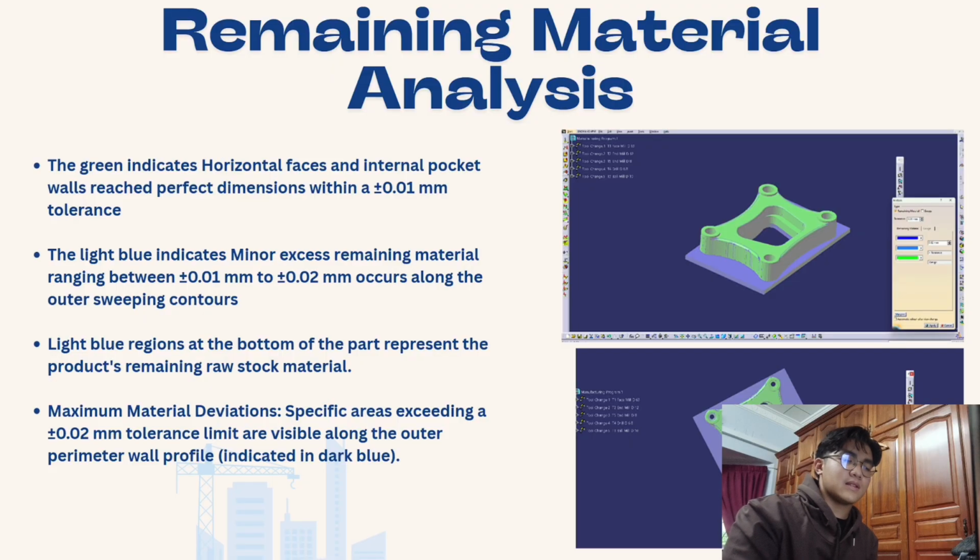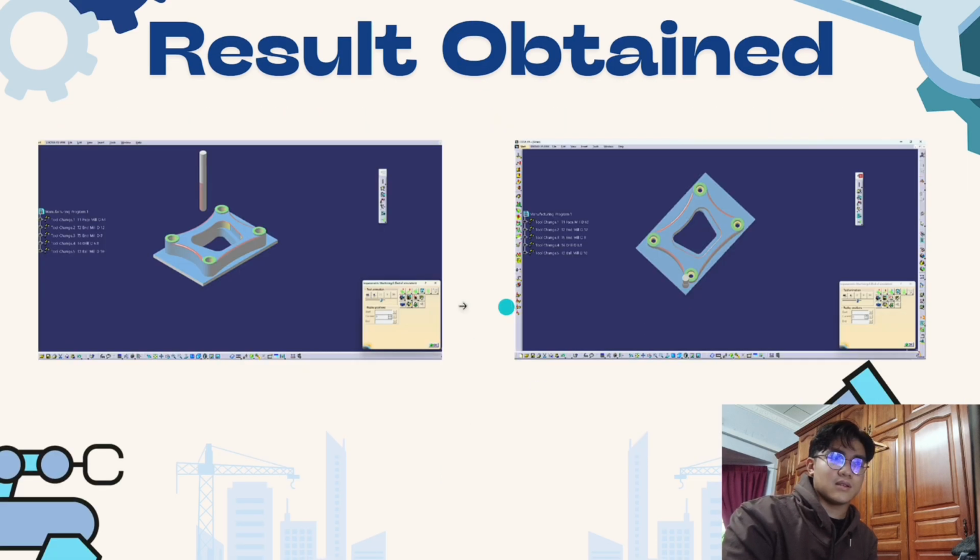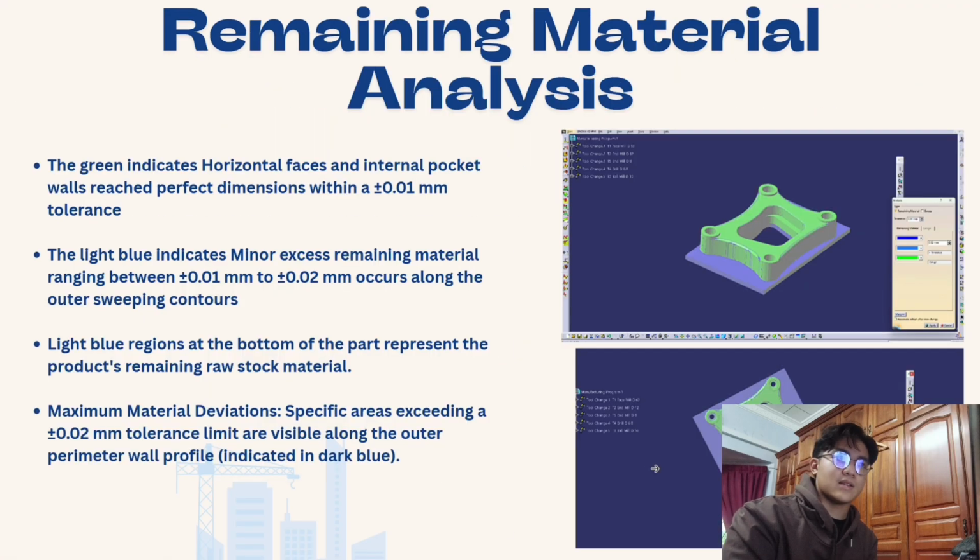To do this, there's a feature in CATIA during simulation here. There is a button here where you can analyze. First, the green indicates horizontal faces and internal pocket walls reach perfect dimension within the tolerance, which is 0.01 millimeter. As you can see here, this is our part, this is our stock.